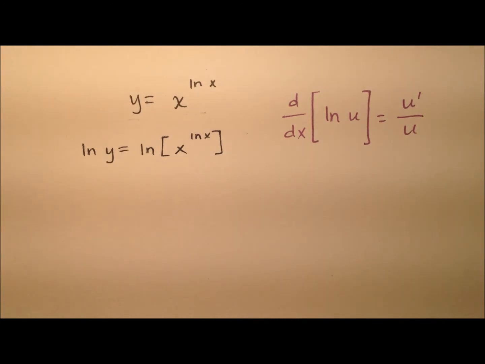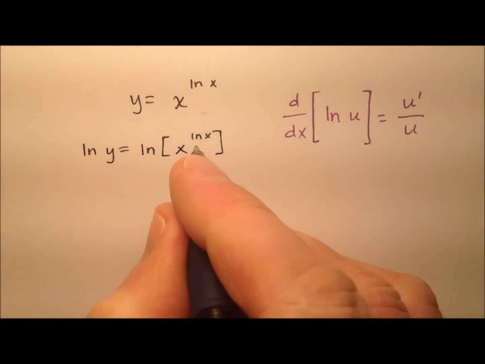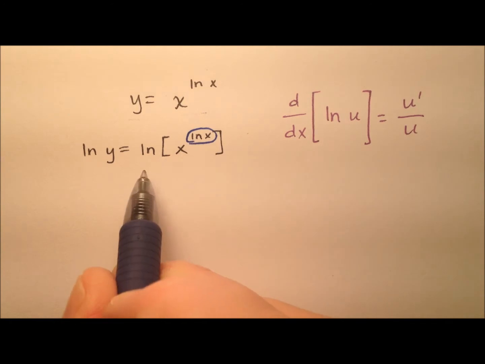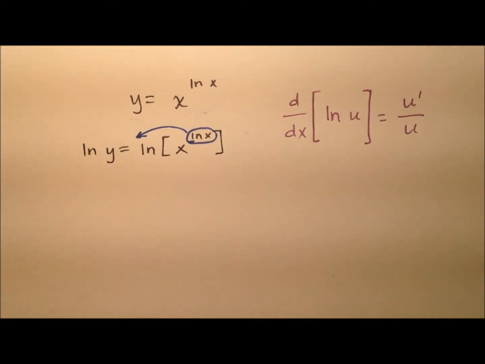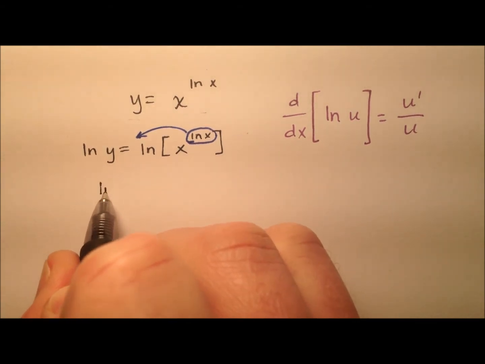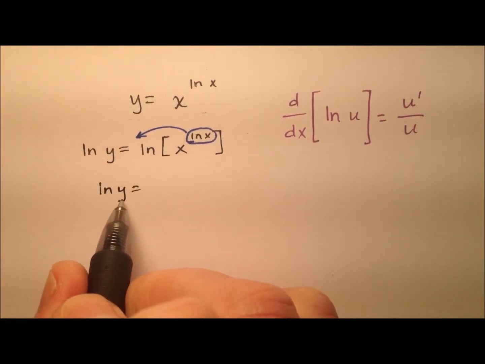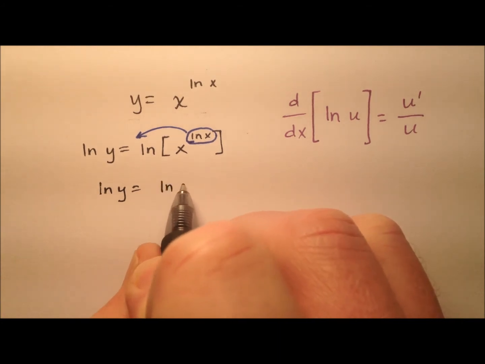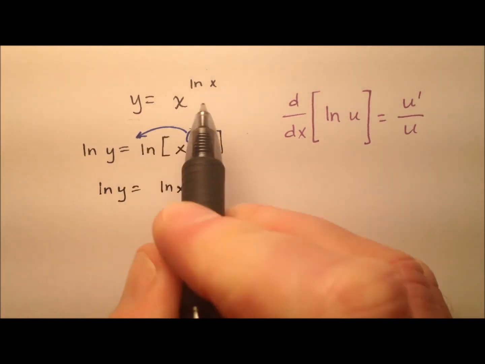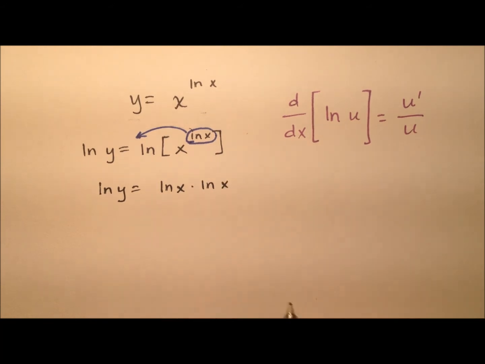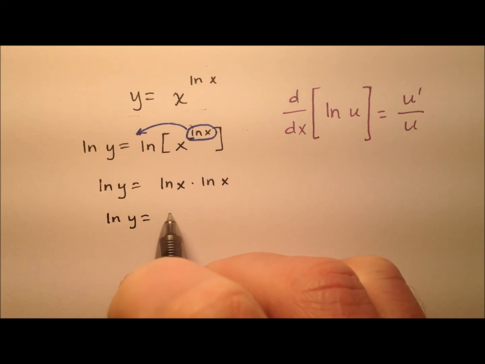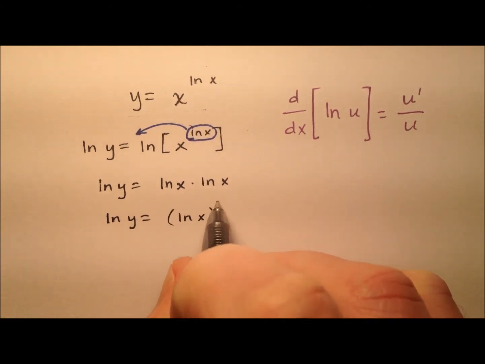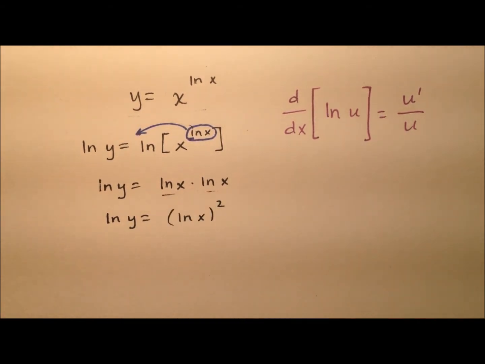What's nice about this is now that we have the natural log of this entire side, this exponent can come out front as a coefficient, and I can now rewrite this as the natural log of y equals, and we have the ln of x, which was that exponent, that's now a coefficient, times the natural log of x. So we could rewrite this, if you wanted to, as the natural log of x squared, since we have two of them. And that might make our lives easier.